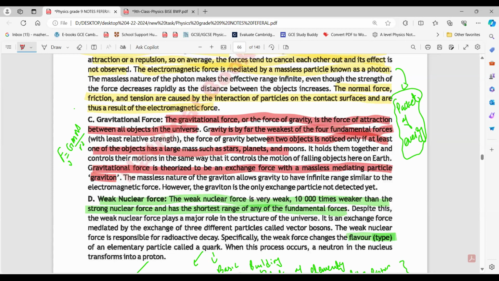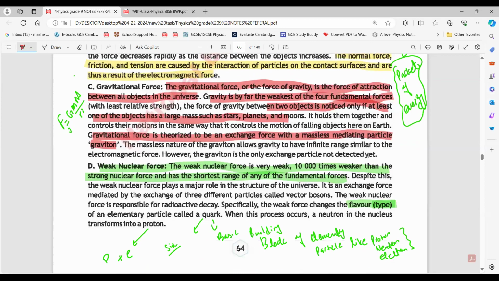The massless nature of gravitons allows gravity to have infinite range, similar to electromagnetic force. However, gravitons are the only exchange particle not detected yet. These are all the sub-branches or sub-particles of the fundamental particles that I explained at the very beginning of the lesson.